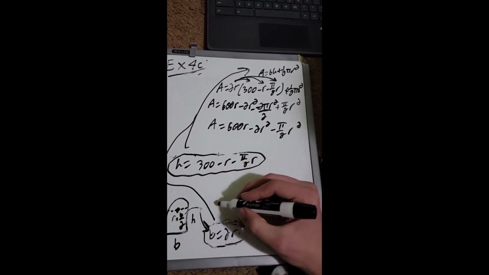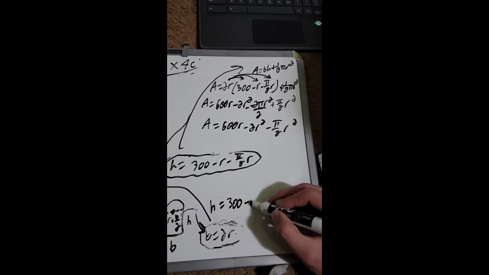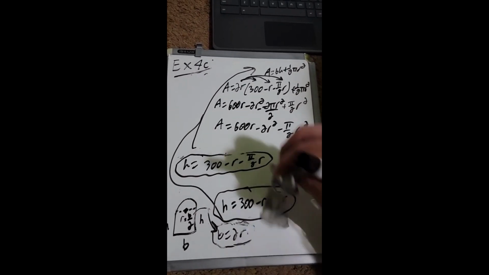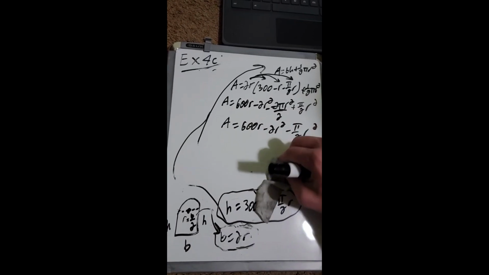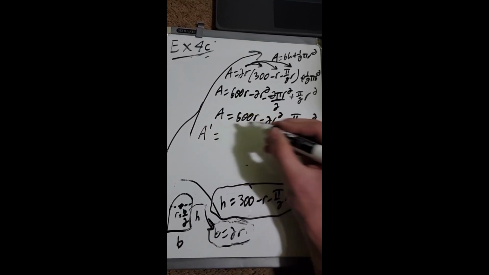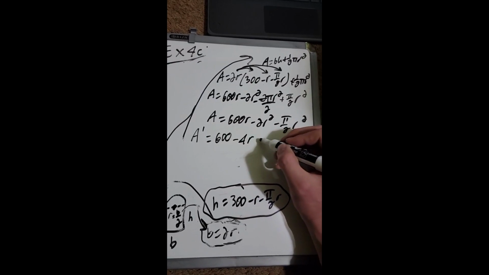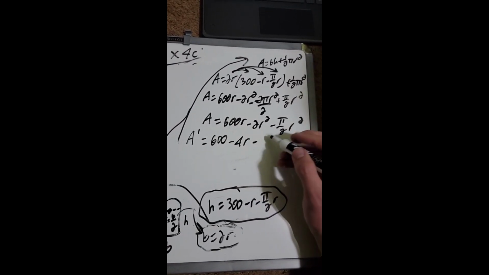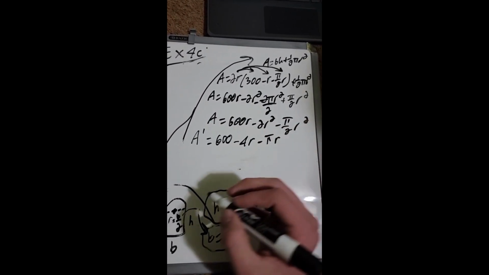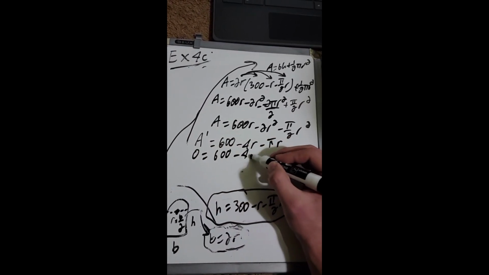And now I'm gonna put this h equation over here on the bottom, just to make some more room to derive. So it shouldn't be too bad. A prime is just 3 terms, 600 minus 4r minus, the 2's here are going to cancel, because it's going to be 2 times pi over 2 pi r, and set this equal to 0, because remember we're trying to find our relative extrema.